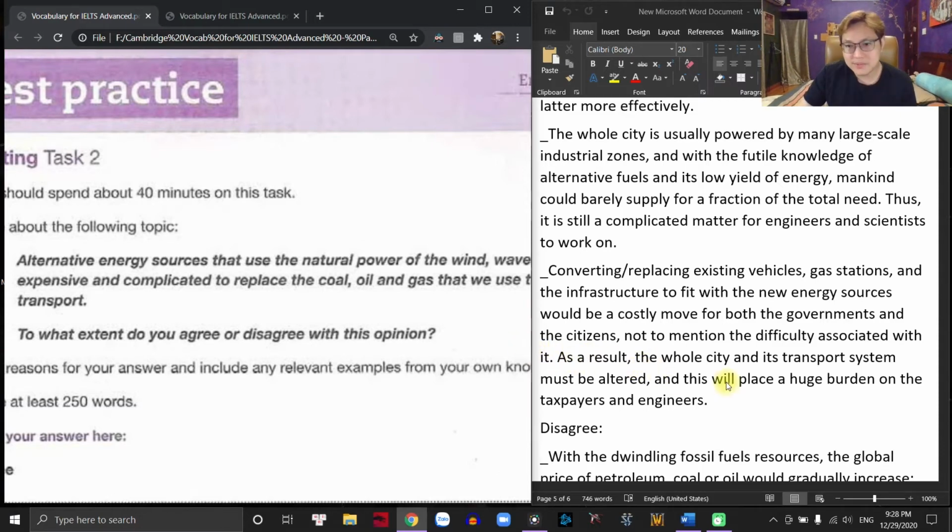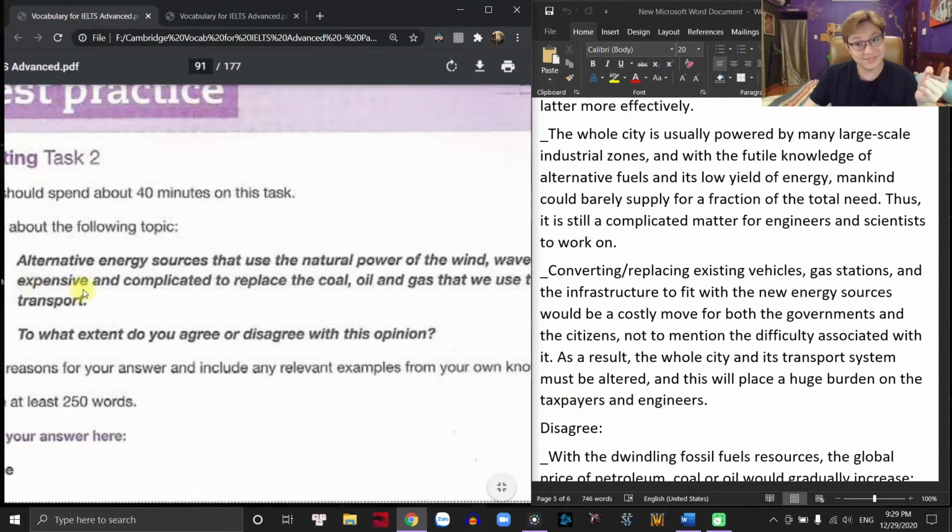As a result, the whole city and its transport system must be altered, and this will place a huge burden on the taxpayers and engineers. Như một hệ quả, nguyên cả thành phố và cái hệ thống giao thông của nó bắt buộc là phải được thay đổi. Và điều này sẽ đặt ra một cái gánh nặng lớn lên trên người trả thuế và những cái kỹ sư. So basically, a huge burden on the taxpayers. Basically, it's money, expensive. A huge burden on the engineer. It's the complicated part, right?